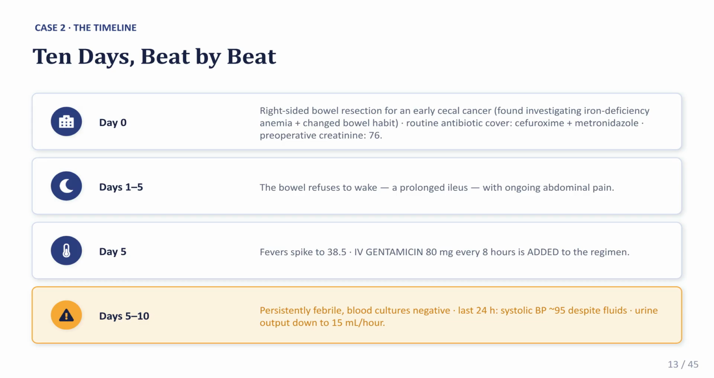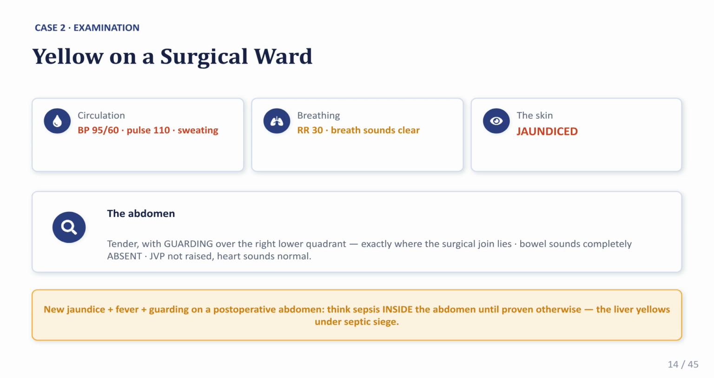Looking at our timeline, the patient had a bowel resection, followed by a persistent ileus. Fevers were addressed with gentamicin, but her condition worsened. The development of hypotension and acute kidney injury after day 5 is significant. Let's examine her current status. Examination reveals a failing circulation and jaundice.